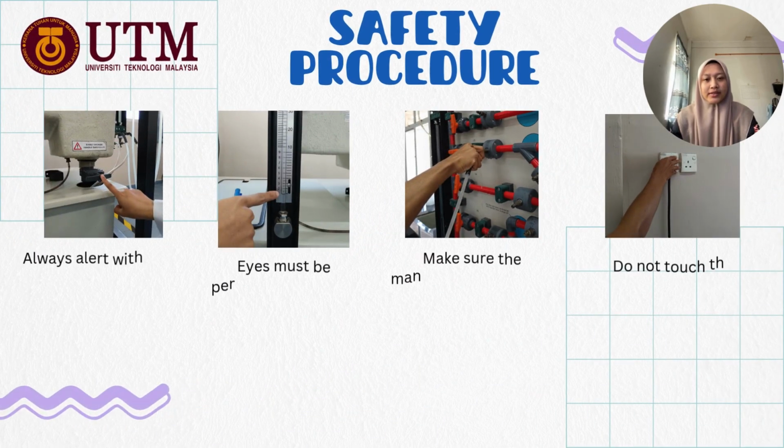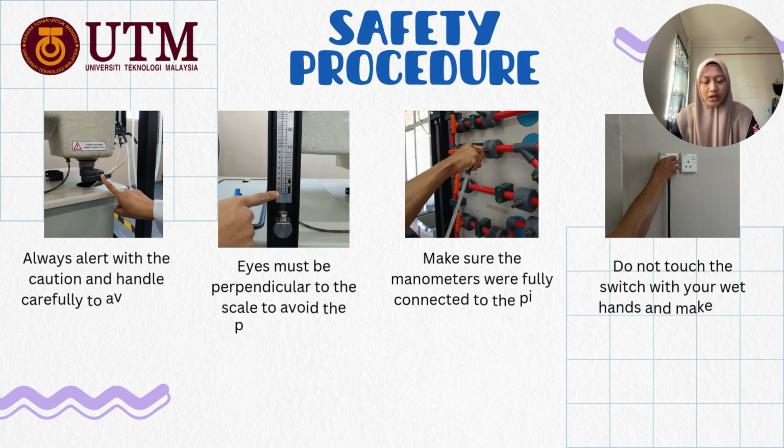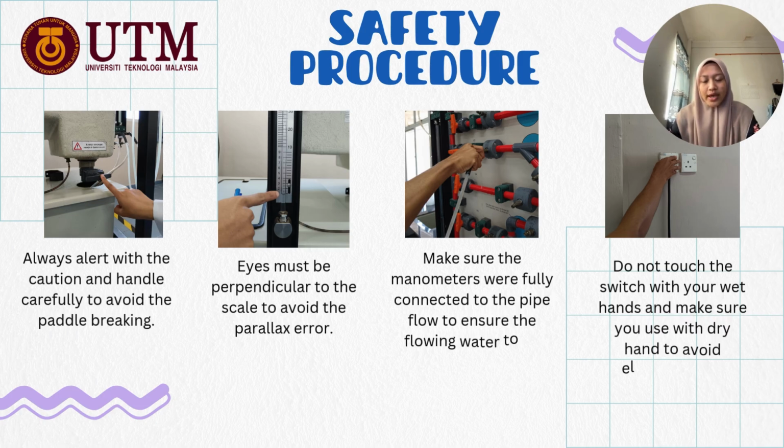Then these are some of the safety procedures when handling the experiment. For the first one, we need to always be alert with caution and handle carefully to avoid the pipe breaking. Next, eyes must be perpendicular to the scale to avoid parallax error. And then make sure the manometers are fully connected to the pipe flow to ensure the flowing water is smooth. And then do not touch the switch with wet hands, and make sure you use dry hands to avoid electric shock.